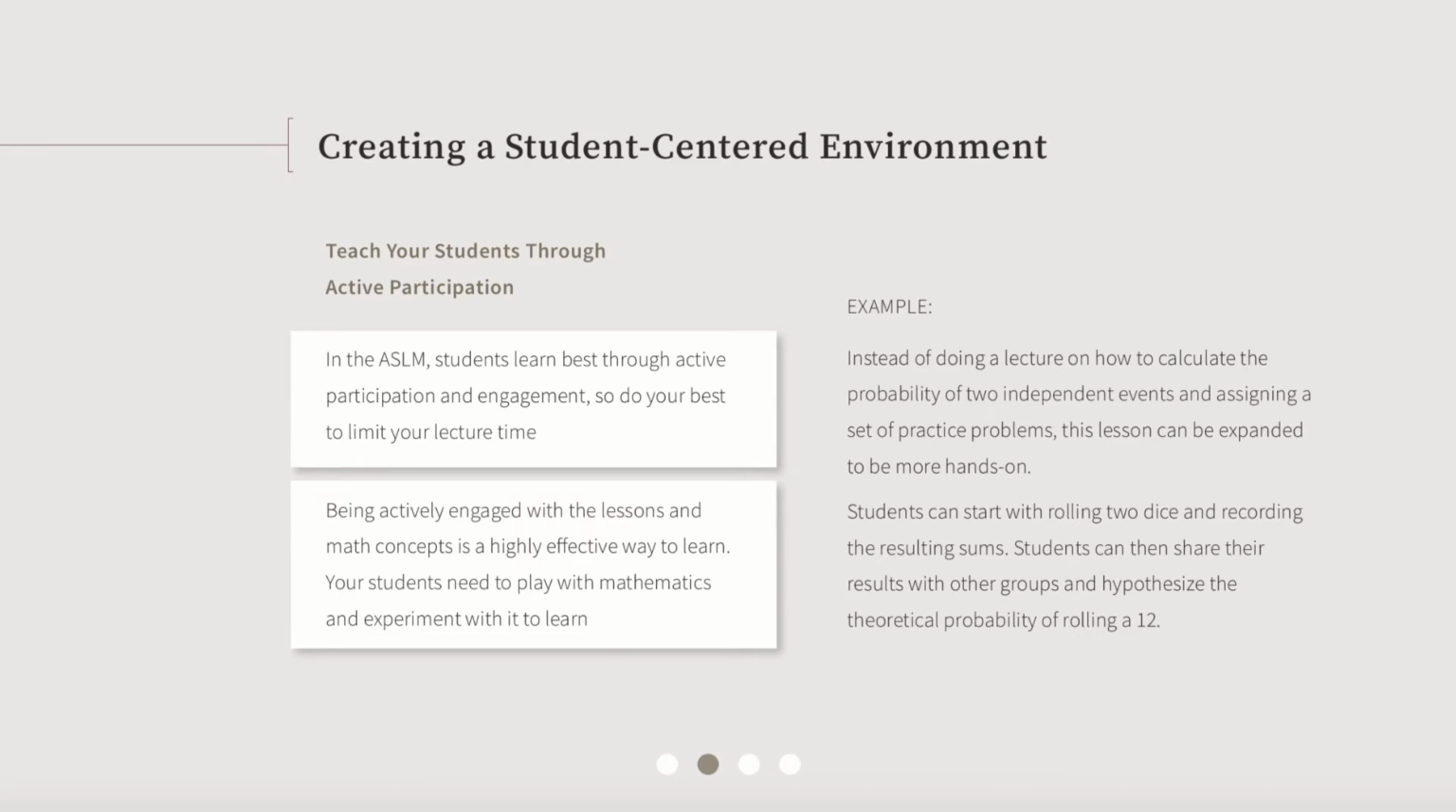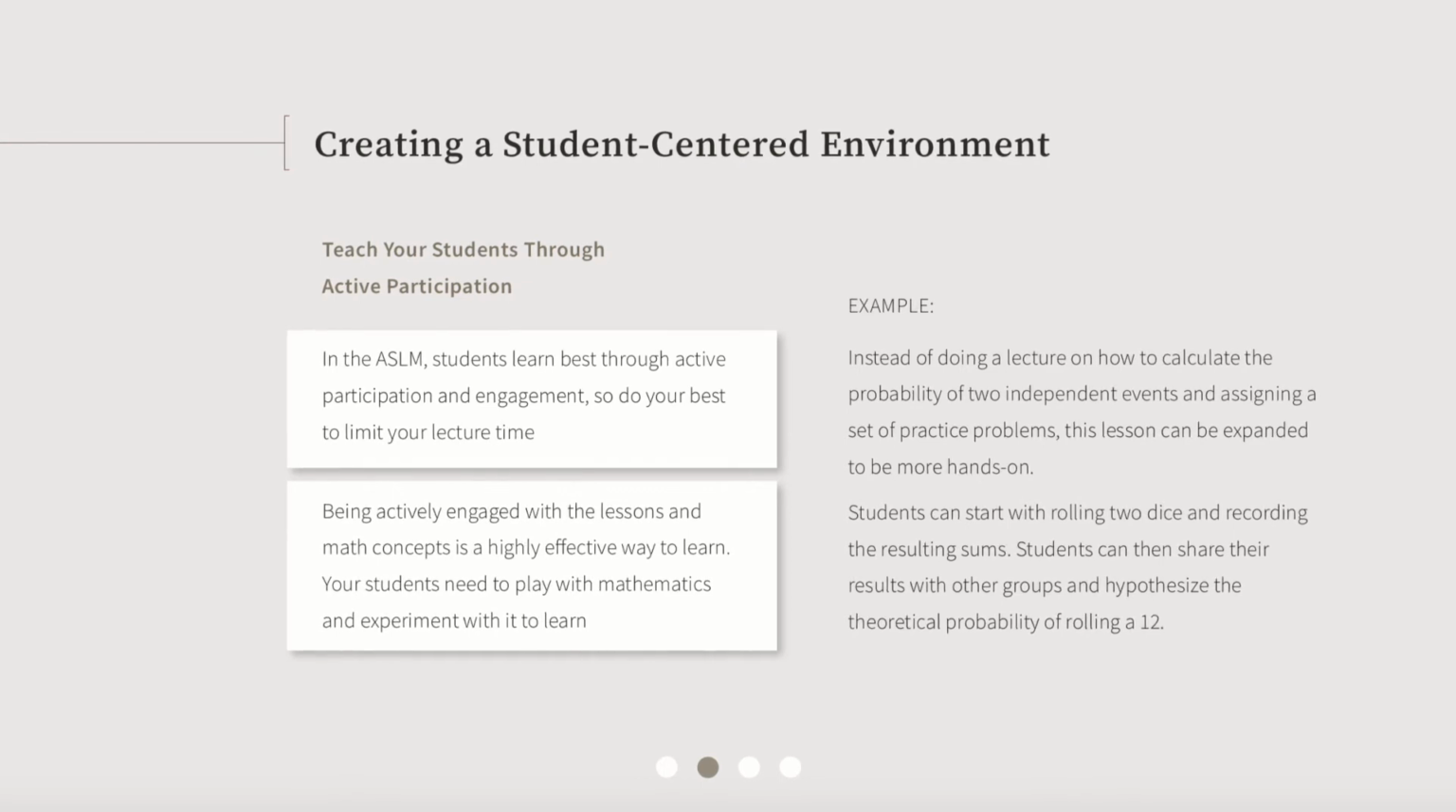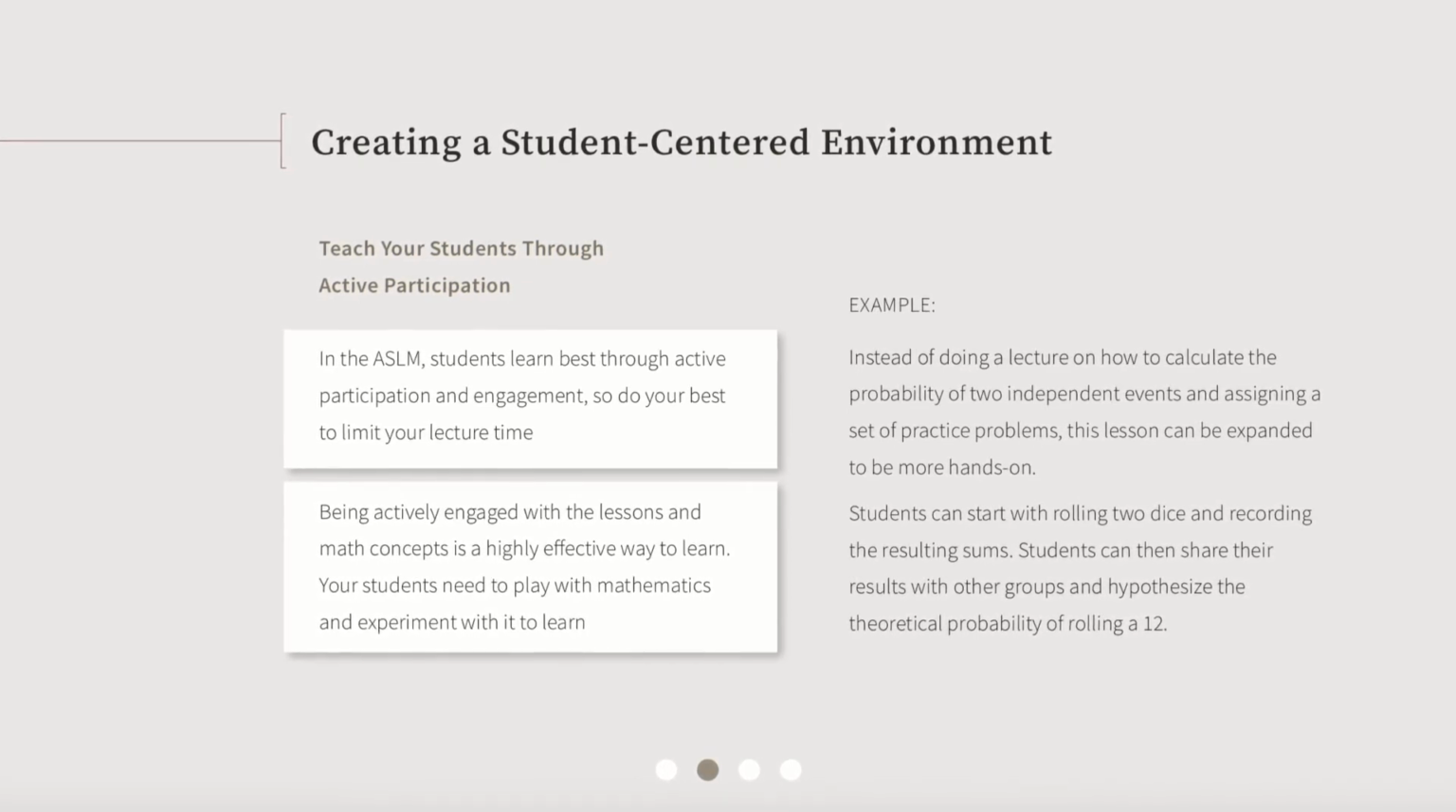Teach your students through active participation. Be cognizant of the amount of time you spend in front of the classroom talking. In the ASLM, students learn best through active participation and engagement, so do your best to limit your lecture time.